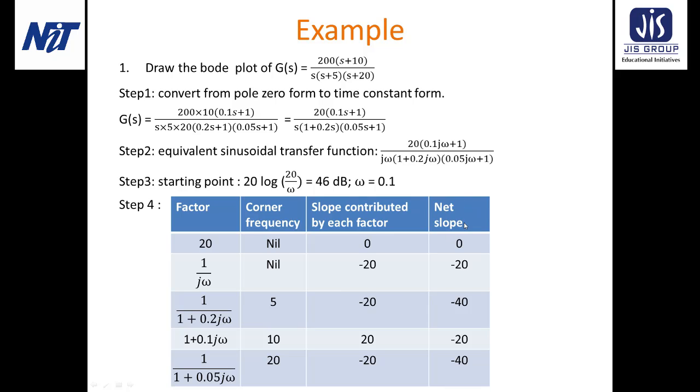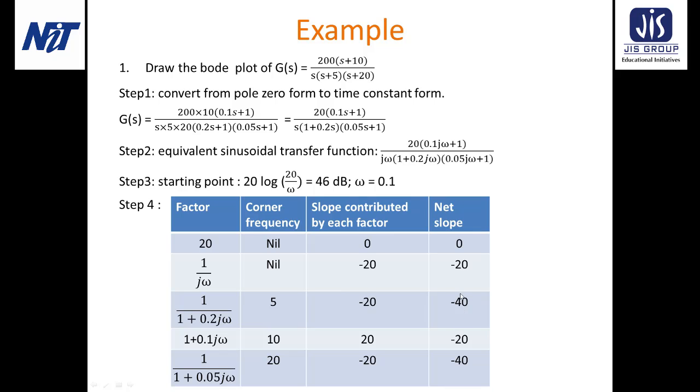Next we will find out the net slope. Net slope will be nothing but the summation of the previous slope and the current slope. That means for the first line the slope contributed by each factor is 0, so net slope will be 0, and for the next line this 0 plus the current slope, that is minus 20, gives us minus 20. And for the third line, the previous net slope is minus 20 and the current slope is minus 20. So summation of these two becomes minus 40.